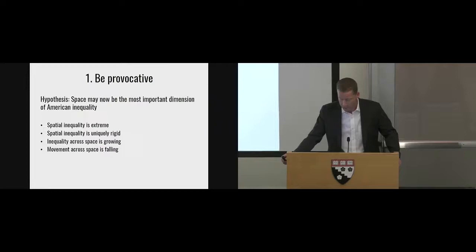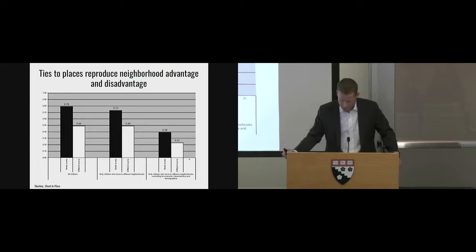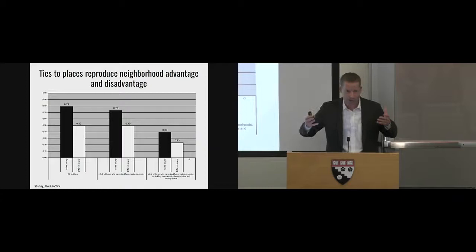Okay, so these are graphs from my own work, showing the intergenerational persistence of neighborhood advantage and disadvantage. The higher the column, the stronger the persistence from one generation to the next. The black columns show the persistence for people who stay in the same place, in this case the same county, and the white columns are for people who move to a different county. What this is telling us is that neighborhood advantage and disadvantage are passed down across generations. Part of the reason is this spatial inequality from place to place, okay?